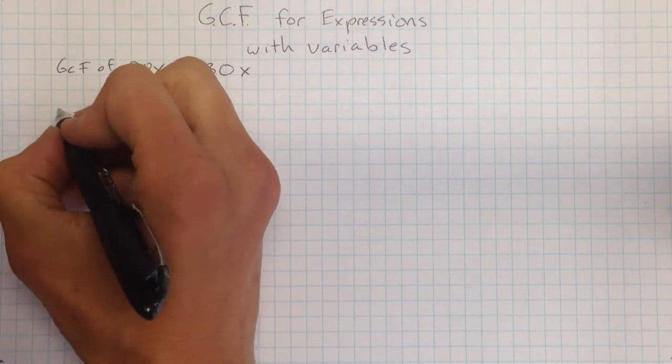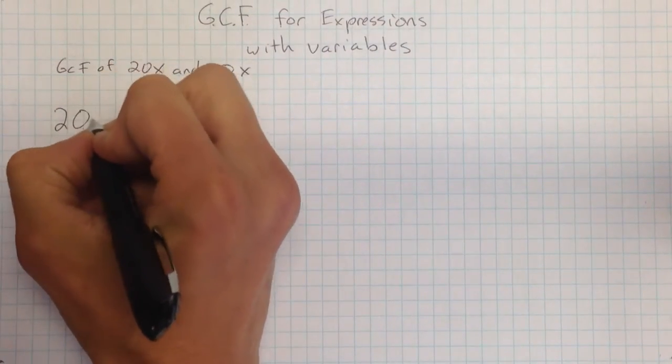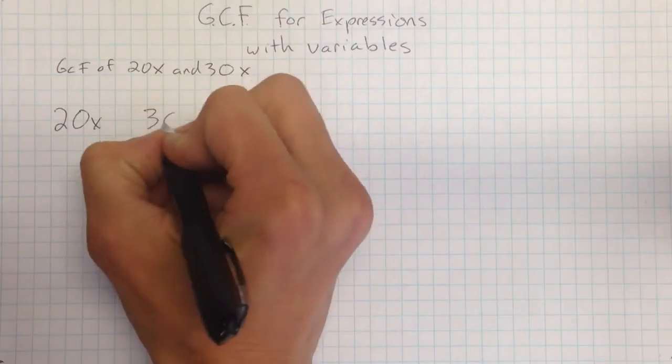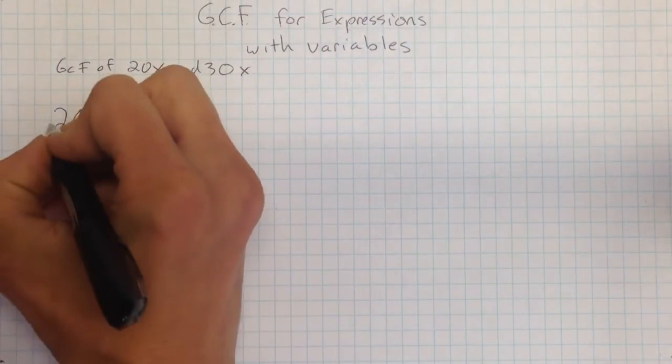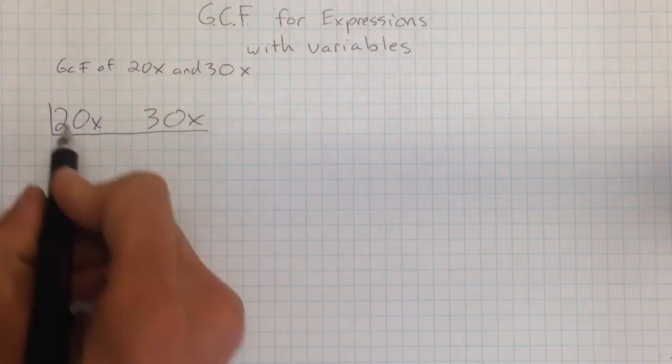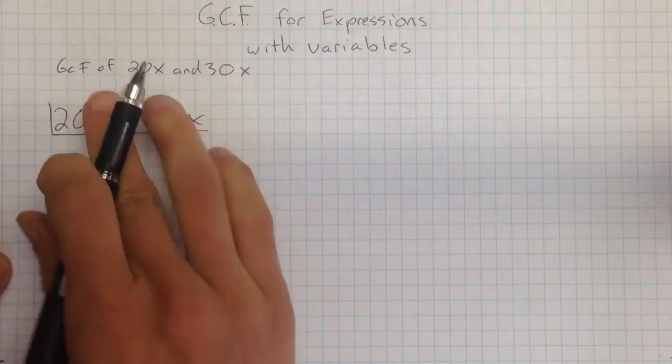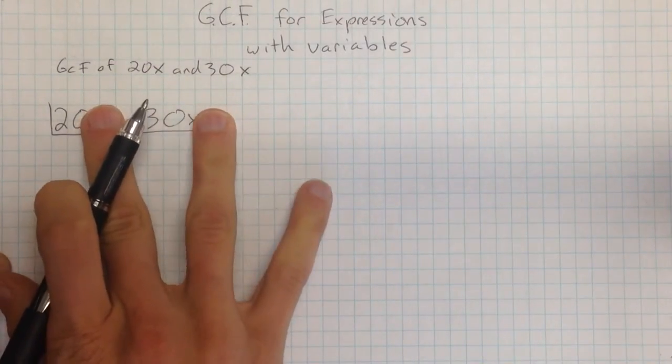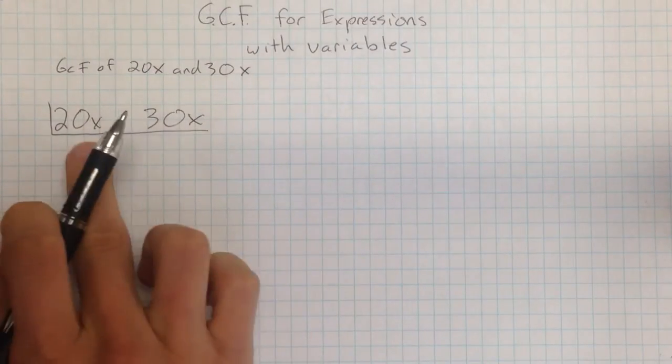Remember, for that method, you're gonna write down your two things. So we have 20x and we have 30x. And I'm going to draw a line underneath, and I'm going to think about what can I factor out of that? What can I divide out? Usually if you're just looking at the numbers, you're thinking, what can I divide both those by? But we can see that there's a variable there too.